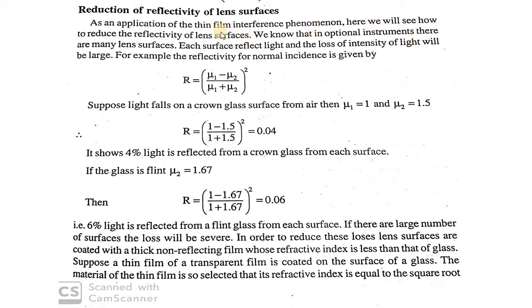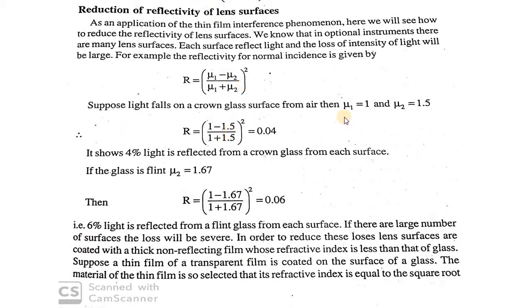In optical instruments, there are many lens surfaces, and each surface reflects light, so there is a considerable loss in intensity, which becomes very large as the number of reflecting surfaces increases. For the normal incidence case, R is equal to (mu 1 minus mu 2) divided by (mu 1 plus mu 2) whole square.